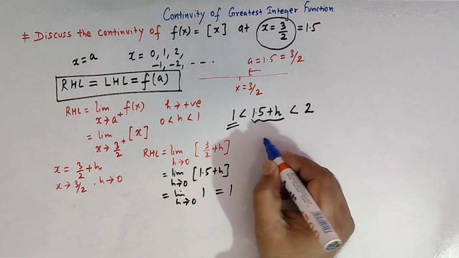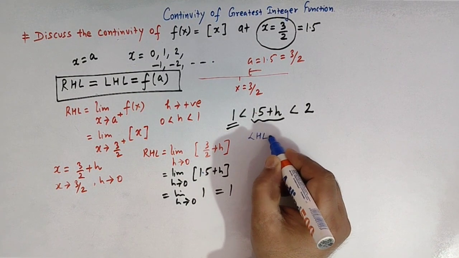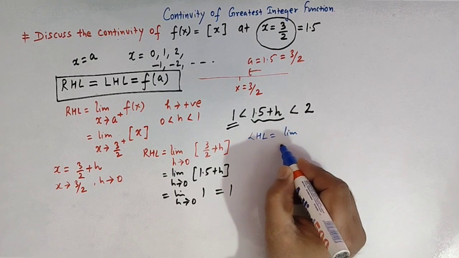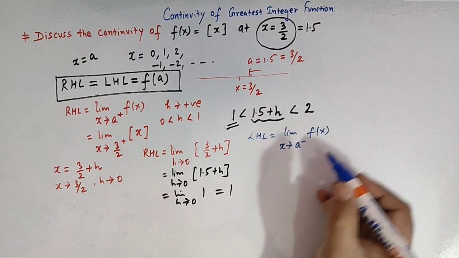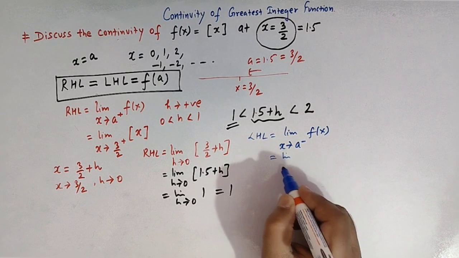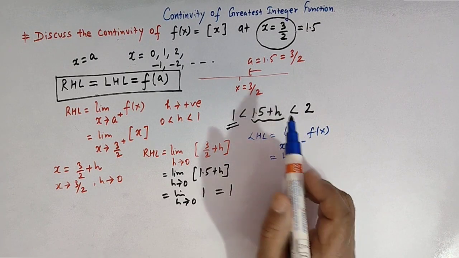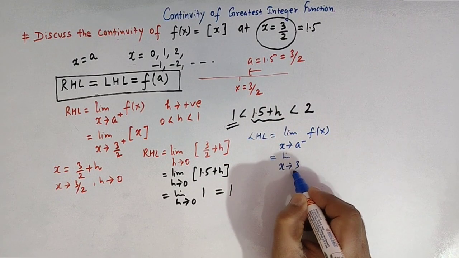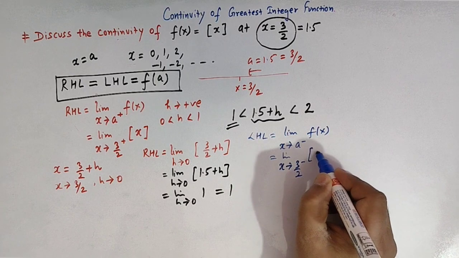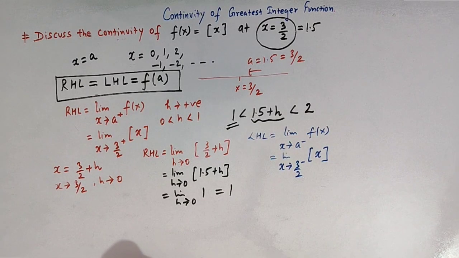Now let us find out the left hand limit. So the notation for left hand limit is the limit x tends to a minus, and here we have f of x. So now we can write here the value of a is 3 by 2. So we have x tends to 3 by 2 minus, and here we have greatest integer of x, right?